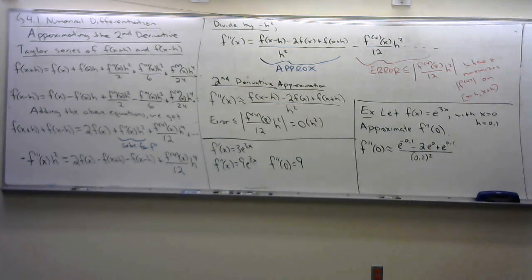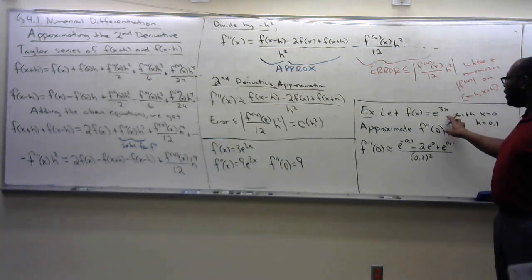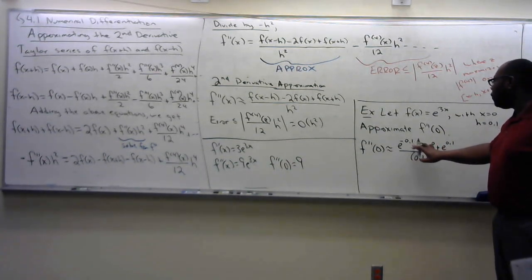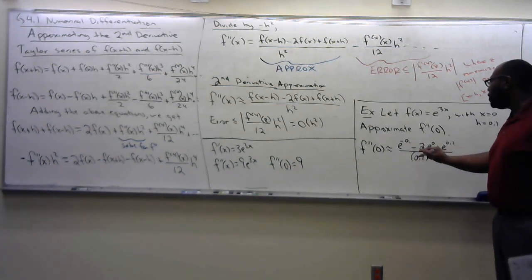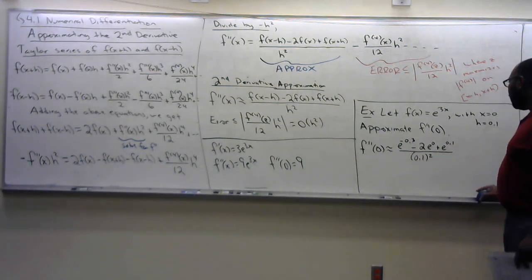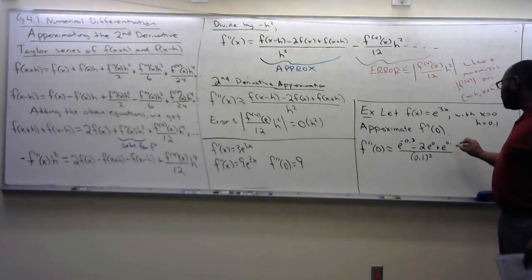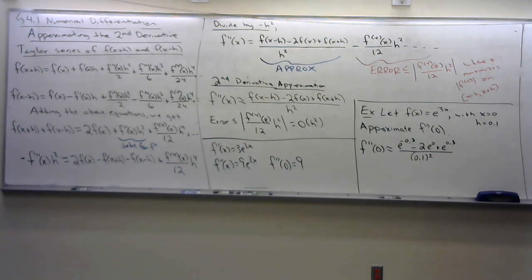Oh, I am incorrect, right? Because what's my function? It's e to the 3x, right? So this should be negative 0.3. This should be negative 0.3. And this should be e to the 0.3. Okay. That's better. Because when you plug x plus h, which is 0.1, you get e to the 0.3, and if you plug negative 0.1, you get e to the negative 0.3.